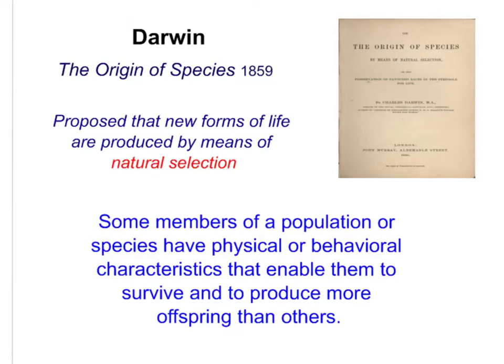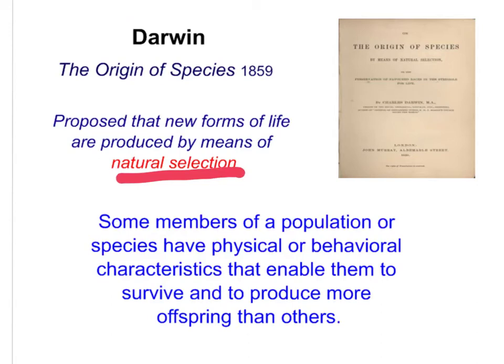That had never been done before. So Darwin proposed that new forms of life are produced by means of natural selection. And that's what we're going to focus on. His explanation of evolution had to do with natural selection.